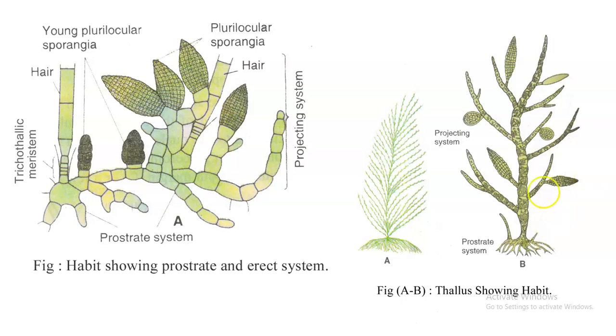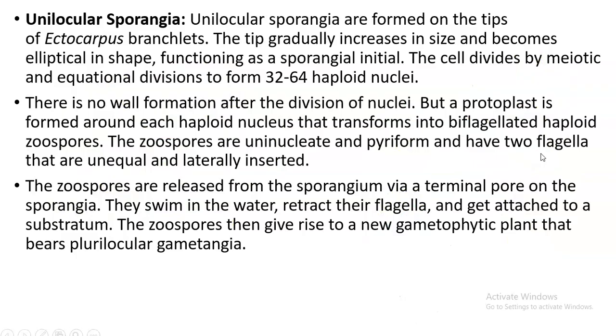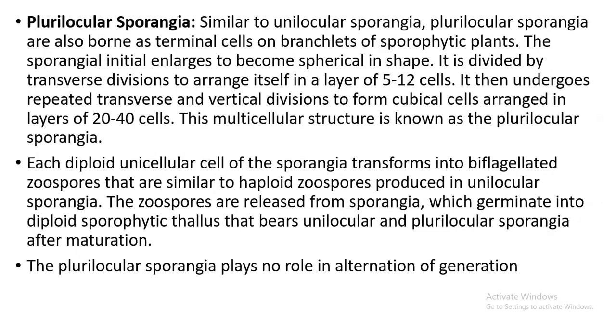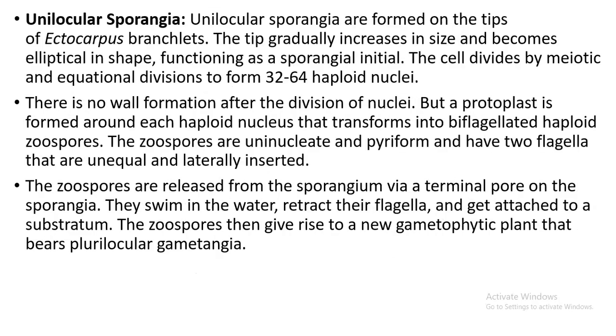You see that this is actually a Chara-like structure, right? Having multiple branches and all. Then these are the notes on unilocular sporangia. You can pause the video and write it. Then this is about plurilocular sporangia and its germination. So this is all about asexual reproduction.